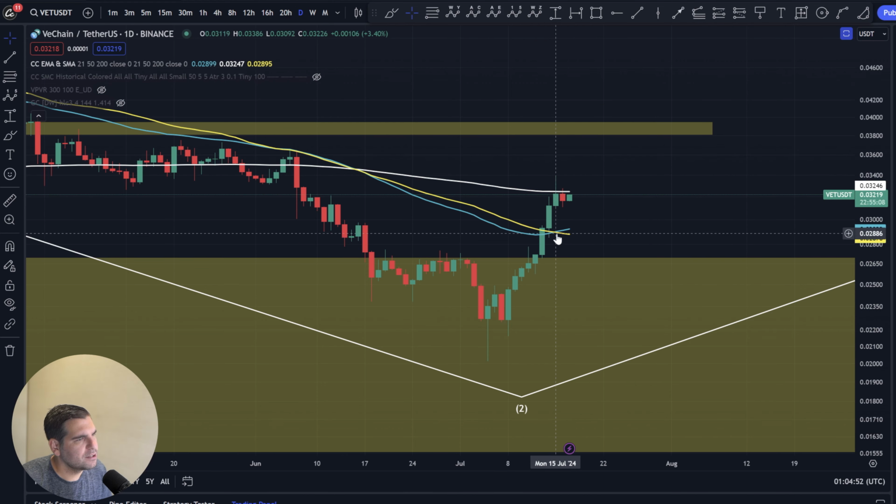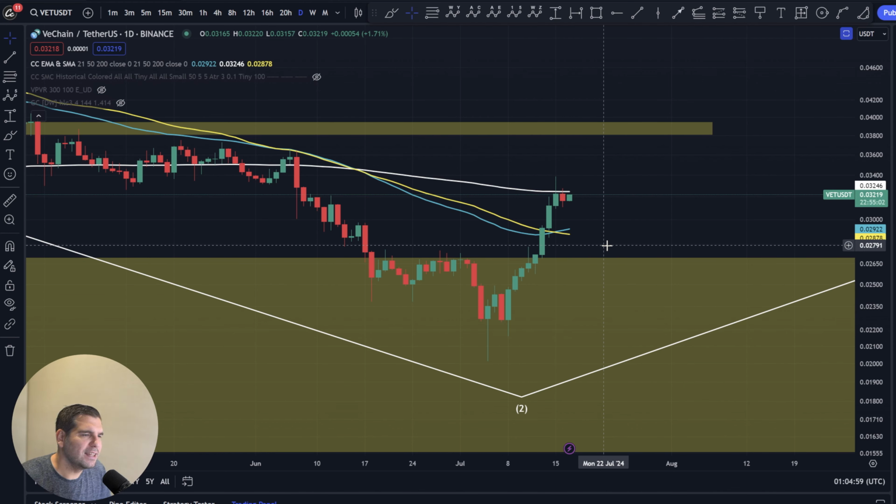Okay, now we are finding support on the 50 EMA, the 50 SMA, the yellow and blue lines coming through the chart here, and of course it's worth noting that the 50 EMA and the 50 SMA is lower than the 200 EMA, which is less than ideal.